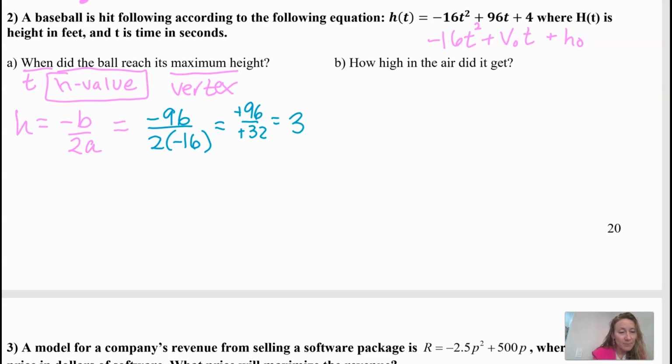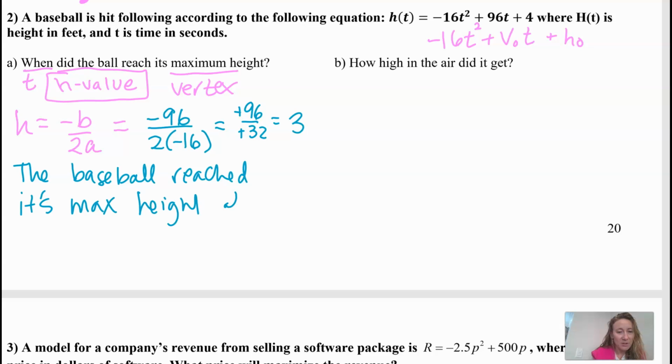So I would say, and let's answer with a sentence, the baseball reached its max height after 3 seconds. Oh no, I just messed that up. Okay, very cool. And how high in the air did it get? How high? So it sounds like we're talking again about the maximum.